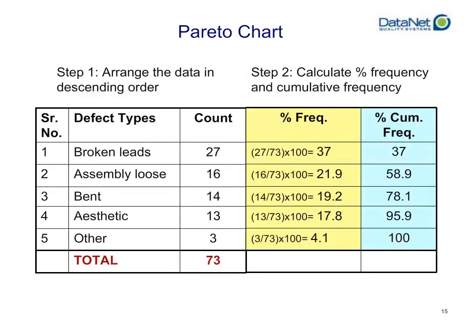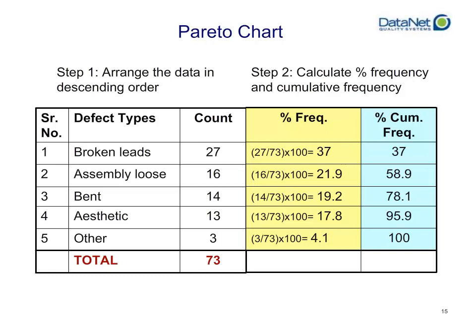The next thing you need to do after sorting the data into descending order is to calculate the percentage frequency of each of the defects relative to the total number of defects that you have for your entire count of defects. So in this case, the most common defect type that we have within our system is broken leads at 27 total. The next most frequent is loose assembly. After that is bent pencils. Then we have aesthetic problems. Then we have other problems that don't quite fit into any of the other categories.